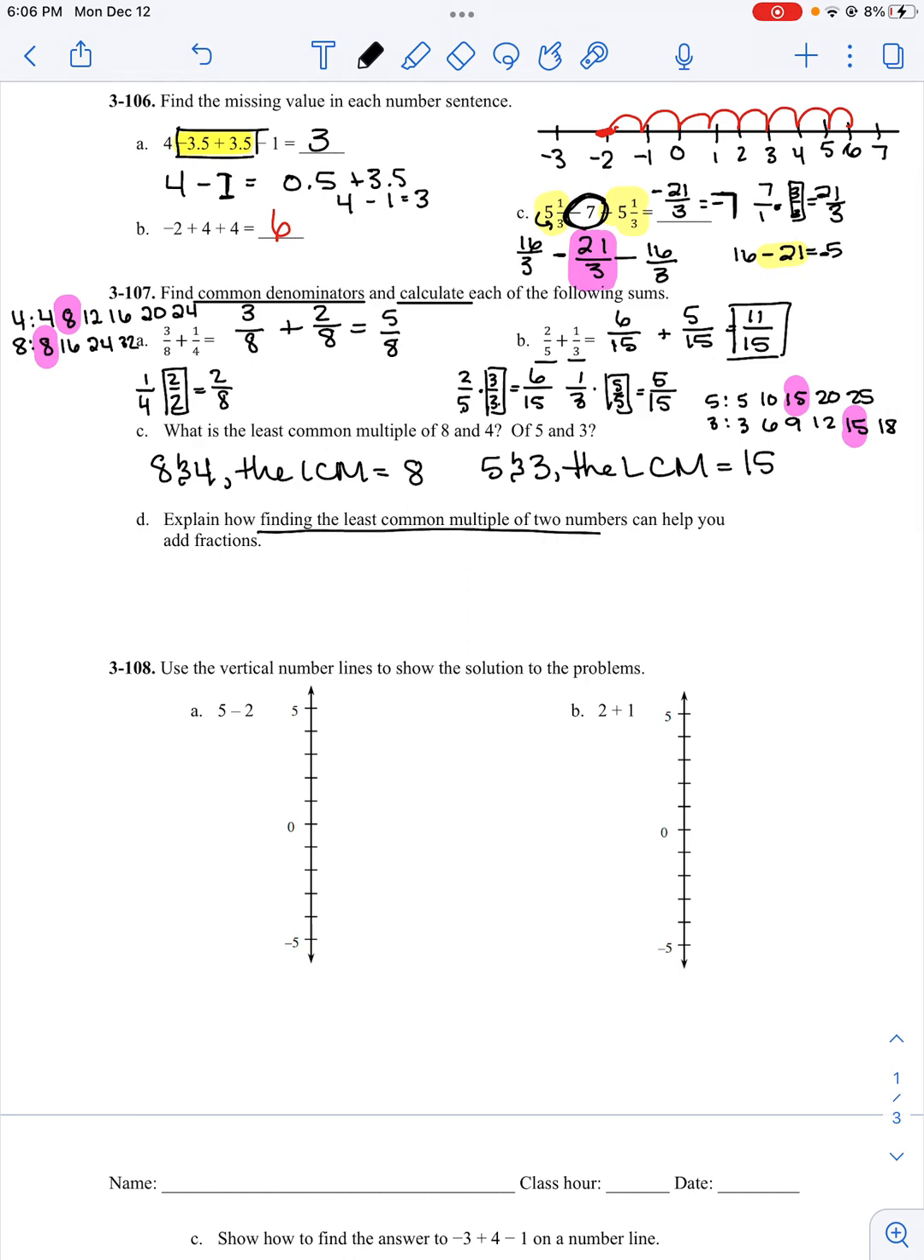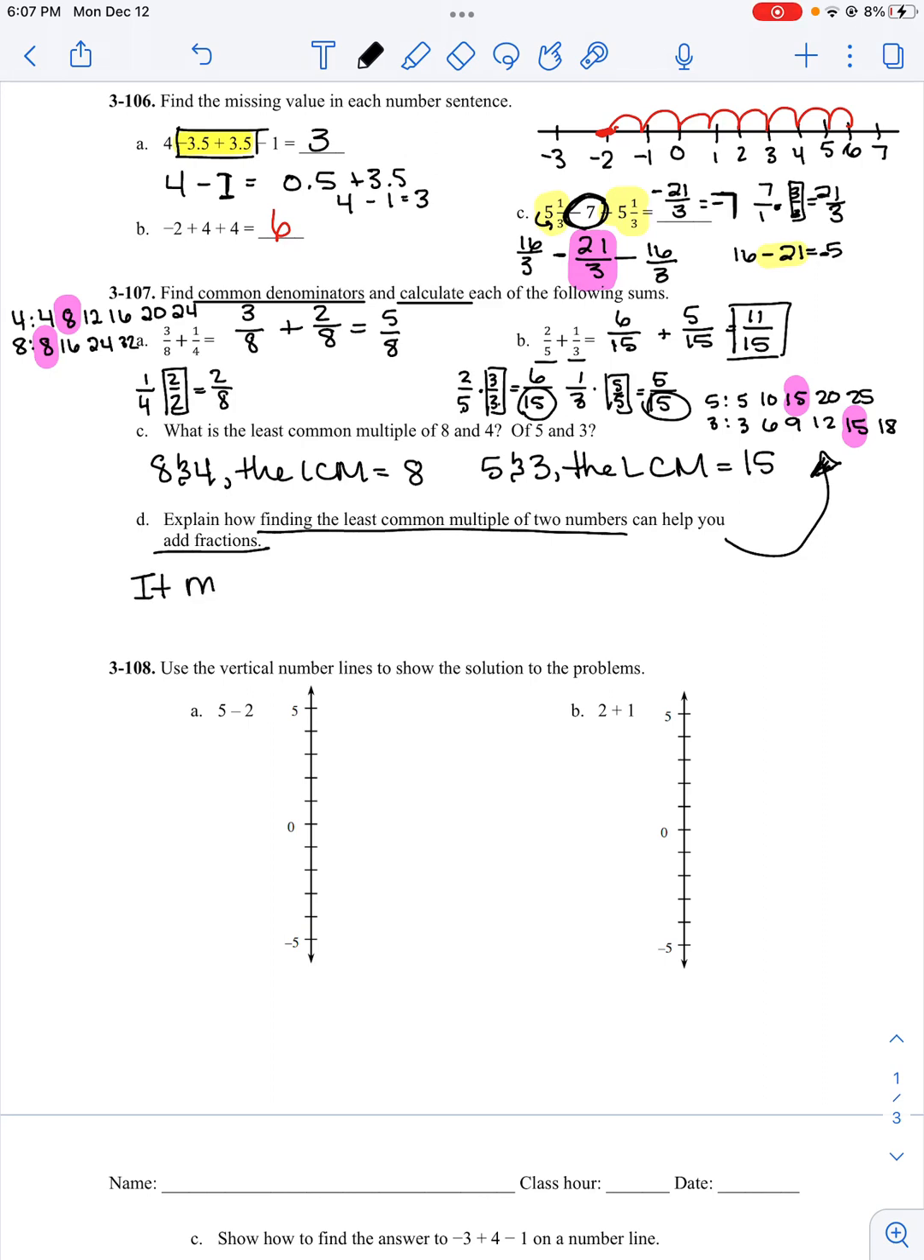Explain how finding the least common multiple of two numbers can help you add fractions. Well, when I was doing this problem earlier, I was going too quick and I found that the common denominator was 30 when really it's 15. Because of that, I ended up having to simplify my fractions. So, finding the least common multiple would have prevented that because I know 30 goes into both 5 and 3. But if I had found the 15 first, I would not have had to simplify.